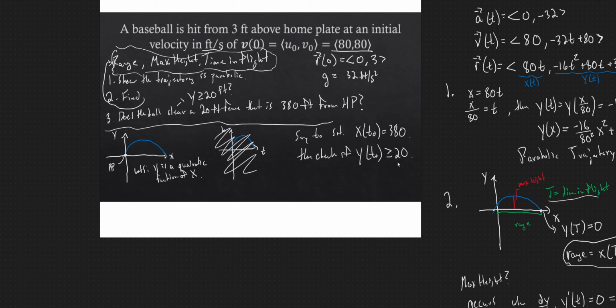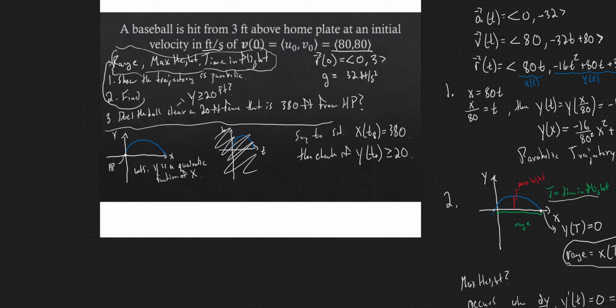Greater than or equal to, or just greater than? If it's exactly 20, we have to think about whether or not it clears it. We might have to investigate the diameter of the baseball at that point. So hopefully we see that it's not right on the edge. If it's right on the edge, we'll have a discussion. So let's check.